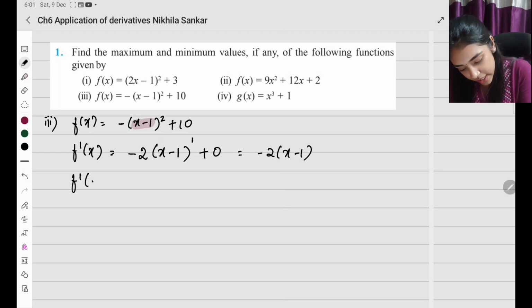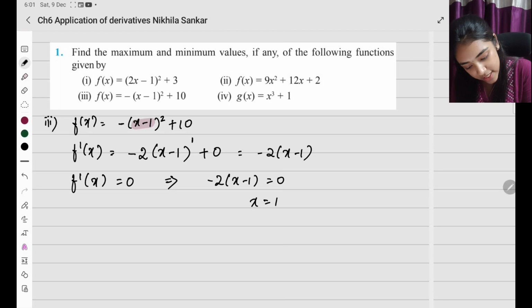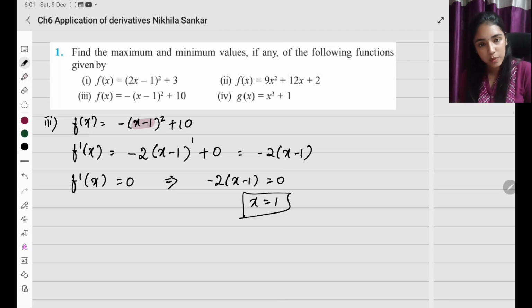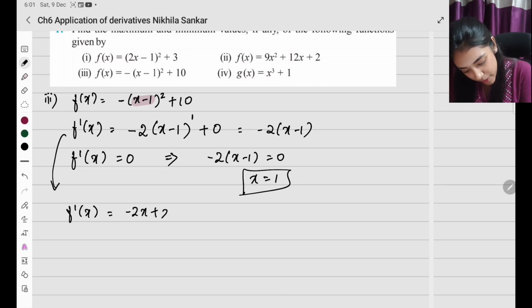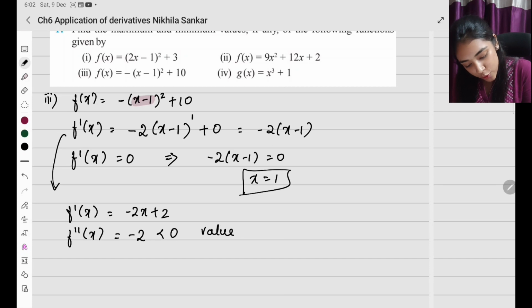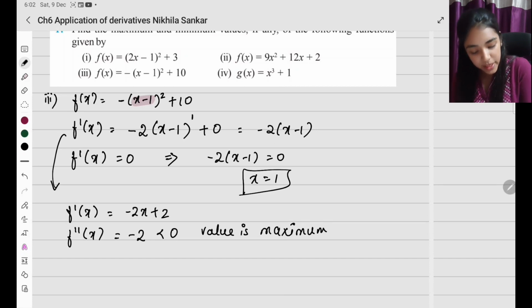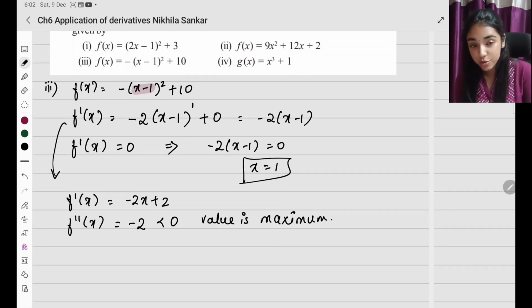Next step, equate f dash of x to 0. So I have minus 2 times x minus 1 equals 0. So I have x equals 1. So this is my critical point or the turning point. Now to find whether it is maximum or minimum, I have to find f double dash. So I have f dash of x equals minus 2x plus 2. f double dash of x equals minus 2. This is less than 0. So the value is maximum. f double dash of x is less than 0, so the value is going to be maximum.